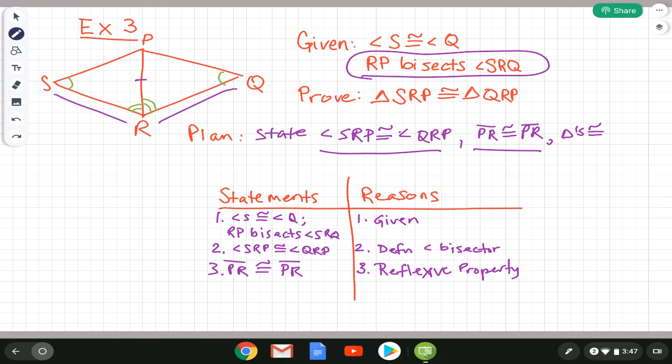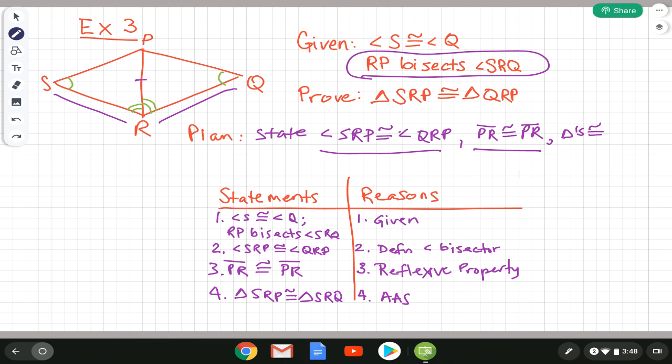Okay, so now we have our two angles and our non-included sides, so we can go ahead and say that triangle SRP is congruent to triangle SRQ. And that will be by the angle side theorem.